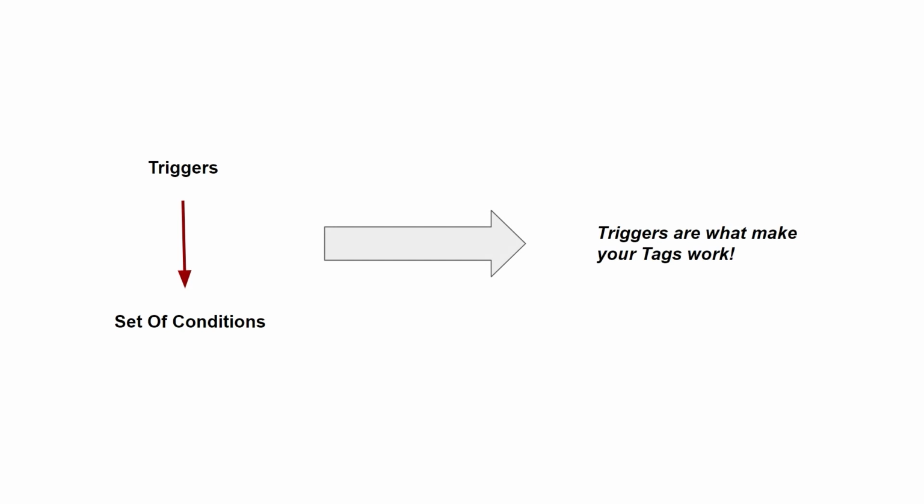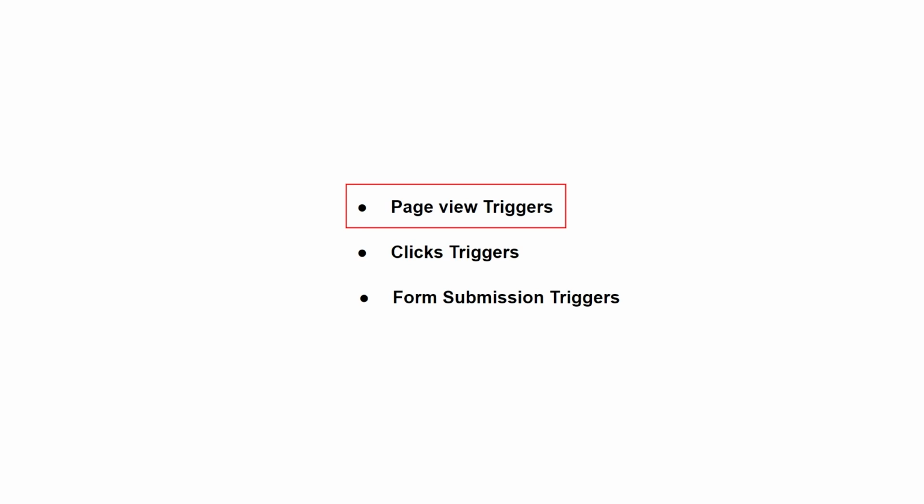There are a few different types of triggers that you can use in GTM, including page view triggers, click triggers, and form submission triggers, etc. Let's go through them in more detail. Page view triggers fire when a user visits a specific page on your website. Like if you want to track when someone lands on your home page, you can set up a page view trigger for that page. And then click triggers fire when a user clicks on a specific element on your website, like a button or a link click.